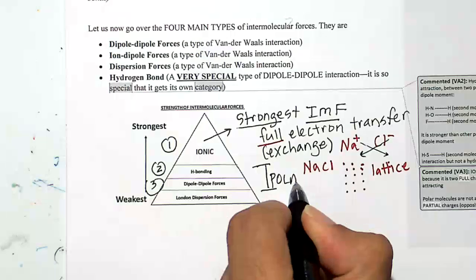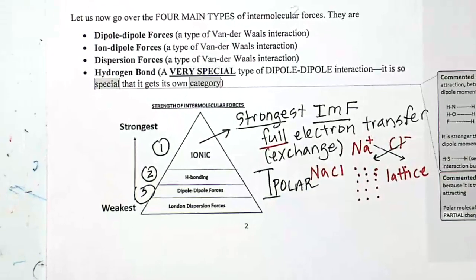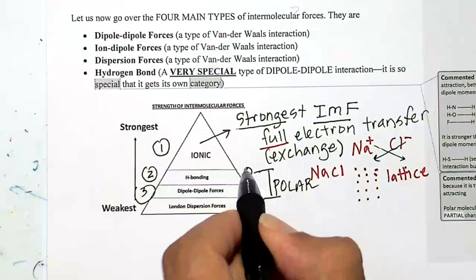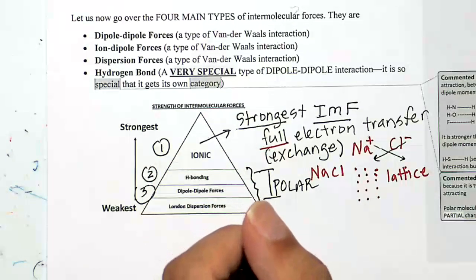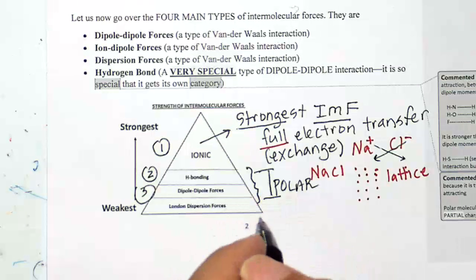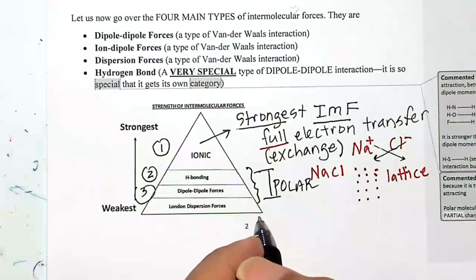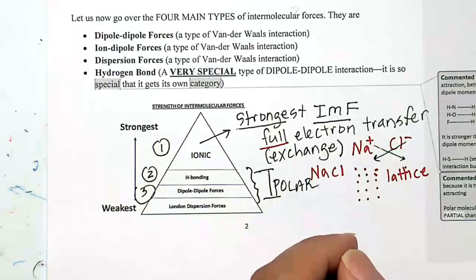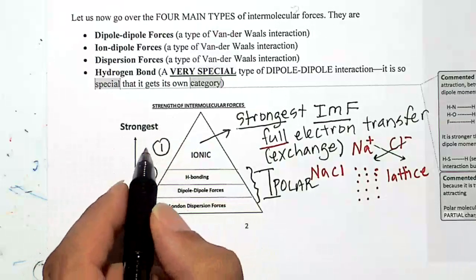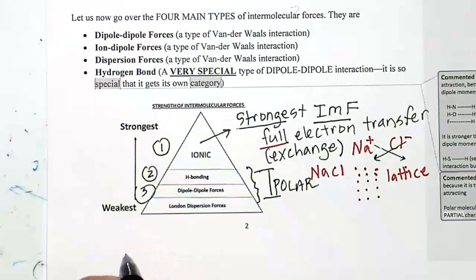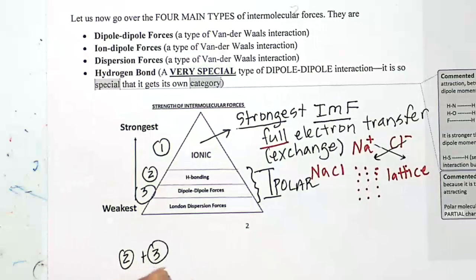And that's called polar. Have you heard of polar molecules? Yes? Good. Unlike an ionic compound, which is the strongest IMF because it's a full transfer, Maria, I give you 2 electrons, you take them, that's a really strong bond, this is not a full charge exchange. This is partial charge. While number 1 is the strongest attraction, number 2 and 3 are IMFs with a partial charge interaction.